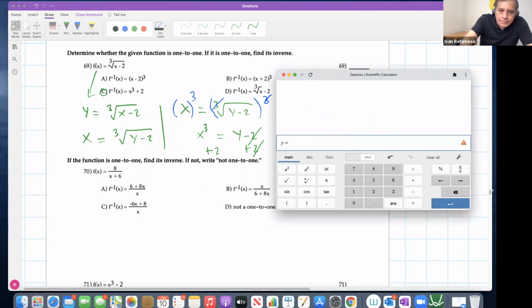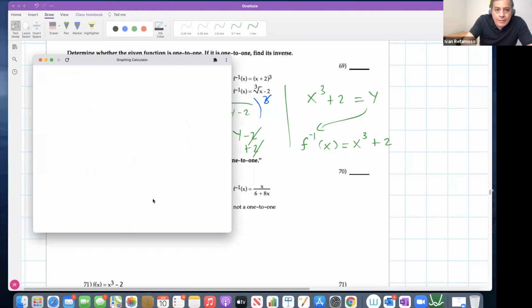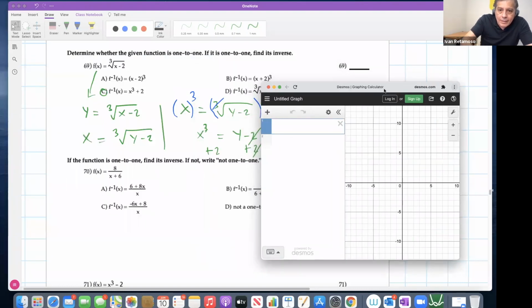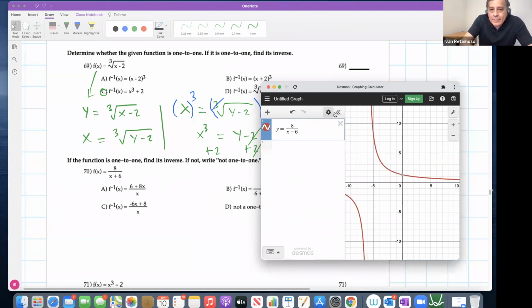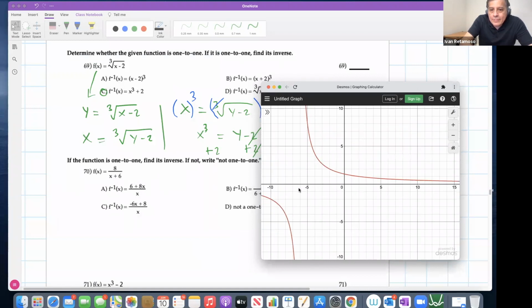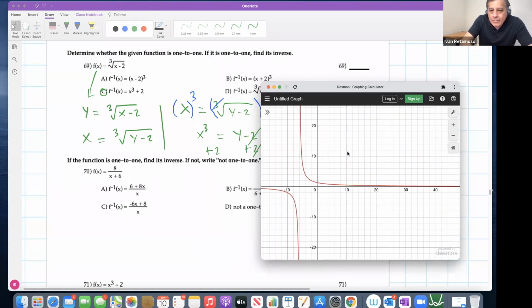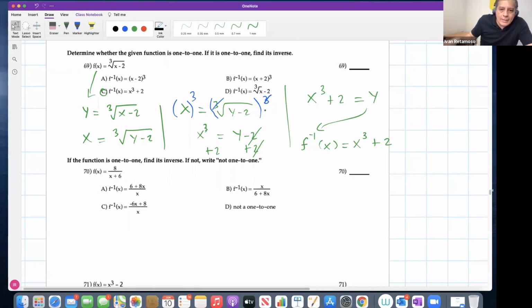Y equal 8 over x plus 6. We're graphing, so we have to use our graphing Desmos calculator. So the graph is y equal 8 over x plus 6. And look, you get this. This function will pass the horizontal line test. Look, no matter where you draw a horizontal line, just one point of intersection. So it is a one-to-one function.